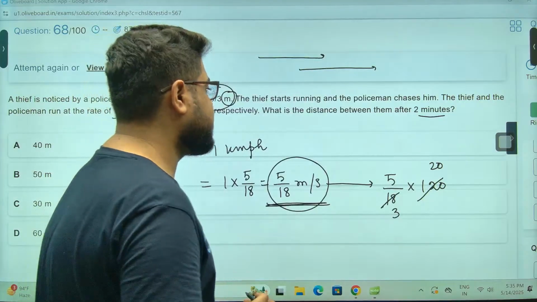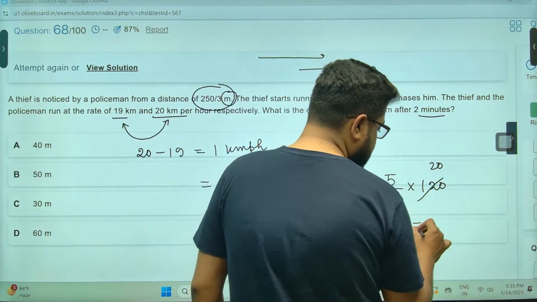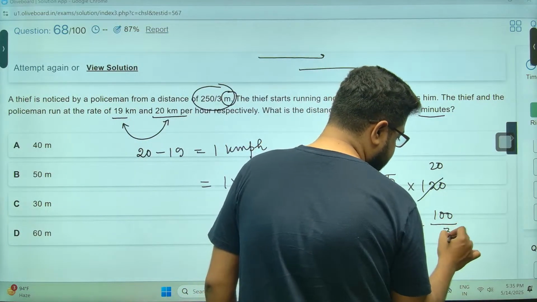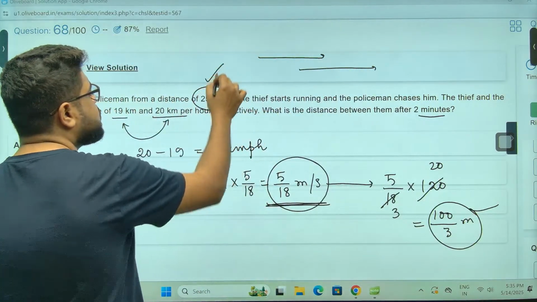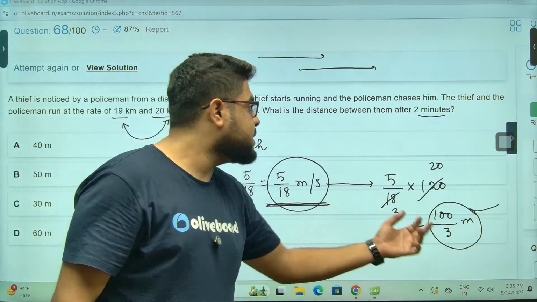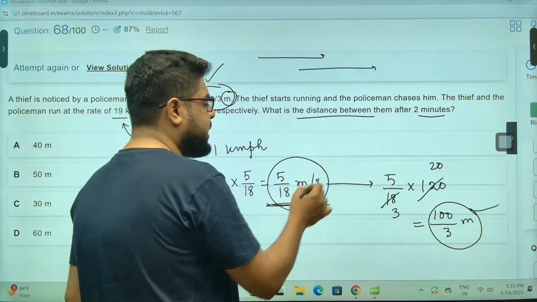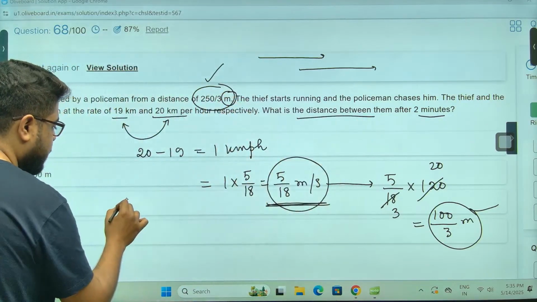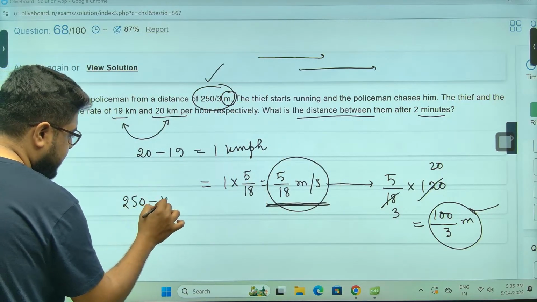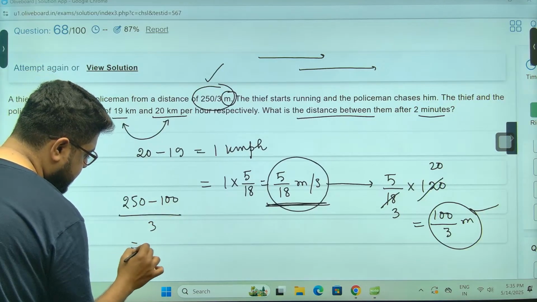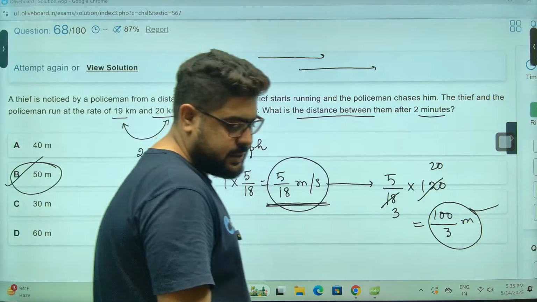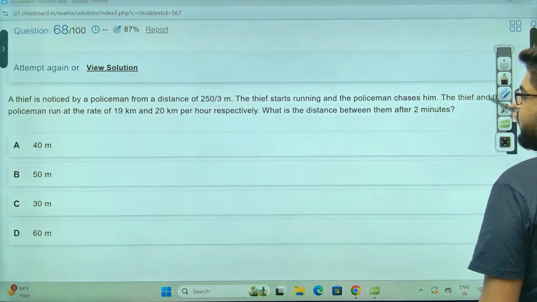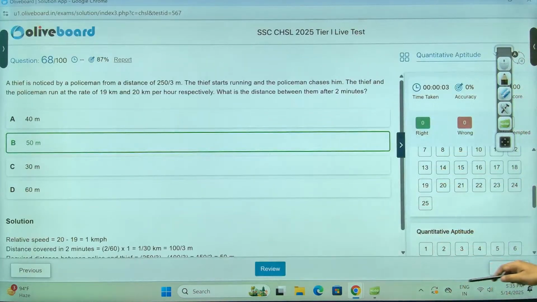6 threes are this, 6 20s. Instead of 100 by 3, so they will cover 100 by 3 meters. Initial distance was 250 by 3. They have covered this. So what is the distance remaining? It will be this minus this: 250 minus 100 by 3. That is 50 meters, sir. So option B, 50 is the correct answer, most definitely your correct answer, sir.